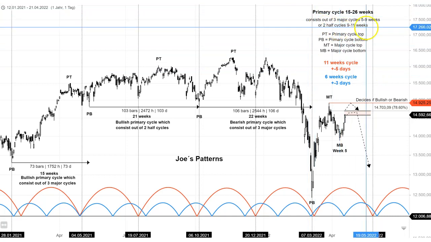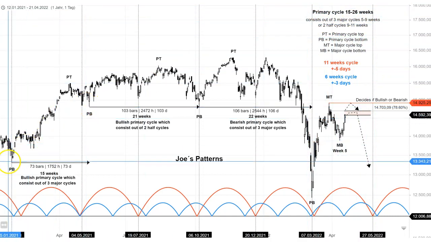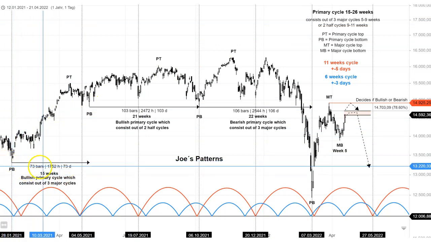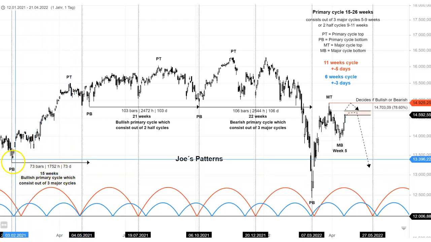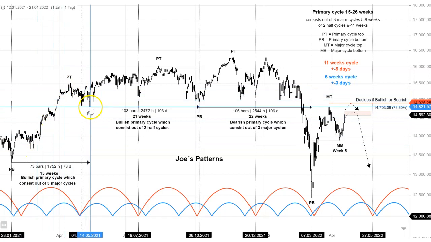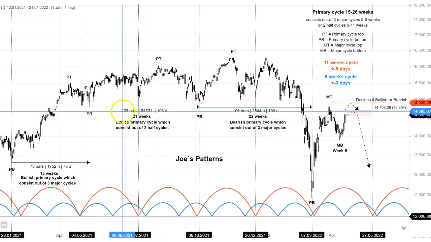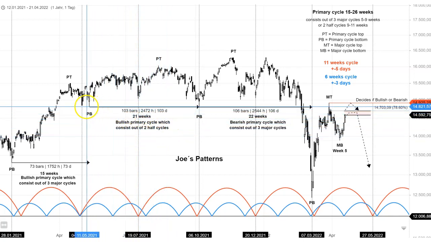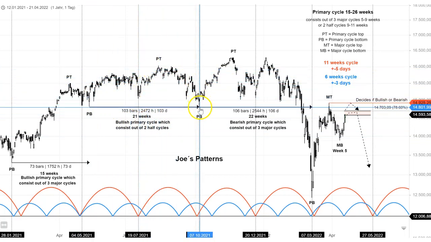And just to talk about primary cycles, to give you a few examples of it. Here, for example, we had a 15-week cycle. It was a bullish one, and it consisted of 1, 2, 3 major cycles. Here's where the other one started, and this one was a little bit longer. It was 21 weeks. It was also a bullish one, and we had 2 half cycles, one and another one, which just ended pretty much where we started.